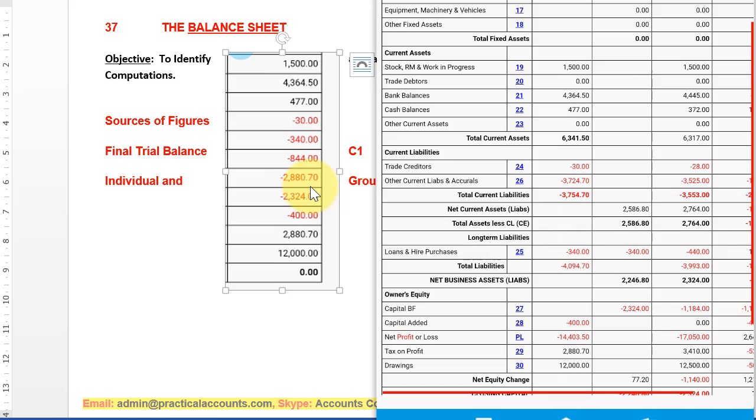2880 should give us that 3724. That's right. Gives us that 3724. Got it right. So we are saying that the balances on the balance sheet come from the final trial balance plus individual notes and group notes.